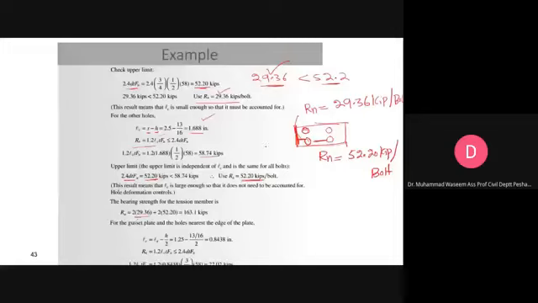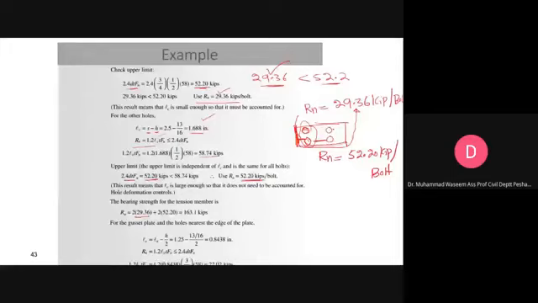by this strength, and 2 multiplied by this strength. This is the total bearing strength of the bolts. This is 2 multiplied by 29.36 plus 2 multiplied by 52.20.